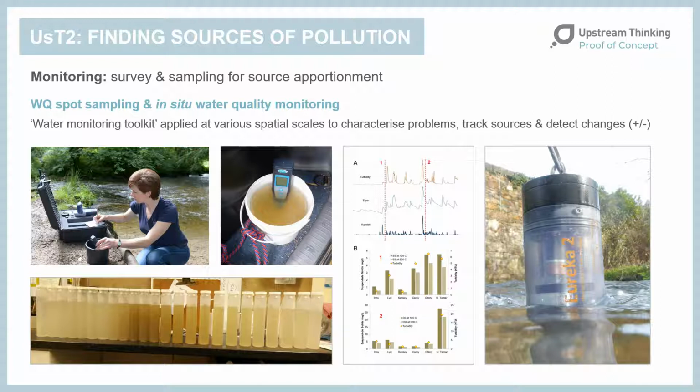And the other way that we search for sources of pollution in catchments, as opposed to modelling, is to use a variety of monitoring techniques, so survey and sampling for pollution source apportionment. We undertake quite an extensive programme of water quality spot sampling, and we combine that with the use of in situ water quality monitoring kit, and we have now developed a water quality monitoring toolkit which we can apply at a variety of spatial scales and temporal scales to characterise problems in catchments, track pollution sources, and also with an aim to detecting change in the water environment as a result of our catchment management interventions being delivered.